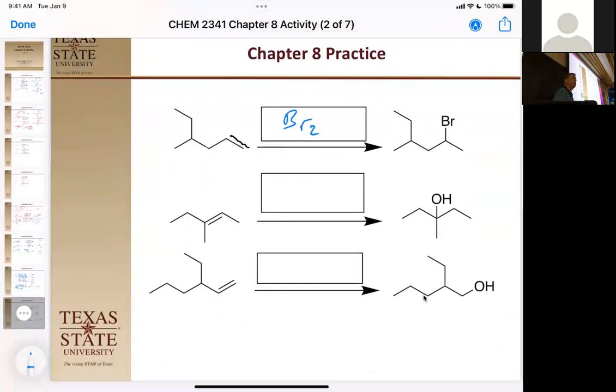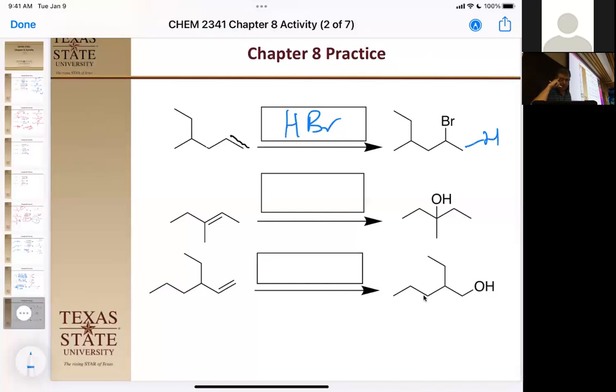That doesn't look right. Shouldn't there be 2 bromines on it if we use bromine? Oh, so it can't be bromine. So it must be HBr. And the H is going to add here, and the Br is going to add to the more substituted carbon, and boom.